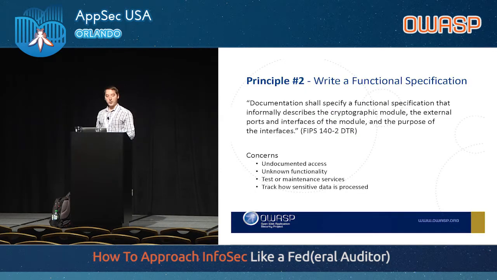All right, so the second principle is to write a functional specification. Again, this is the actual requirement from the standard up here. The idea is that it forces you to write out each of the points of entry, each of the ports and interfaces of the module, and also why those ports and interfaces exist, what they do. This forces you to look for undocumented or unknown functions, but it also forces you to have a defined purpose for each of the existing functions that are exposed.